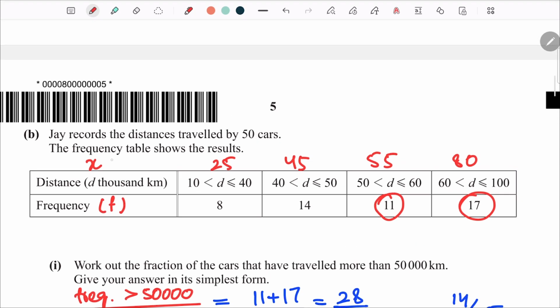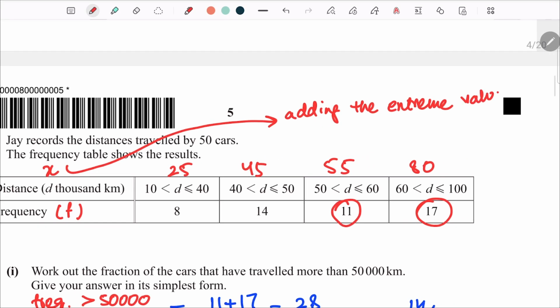I found x by basically adding the extreme values and dividing by 2. So the extreme values are basically 10 and 40 in this case. In this case it's 40 and 50, and so on.